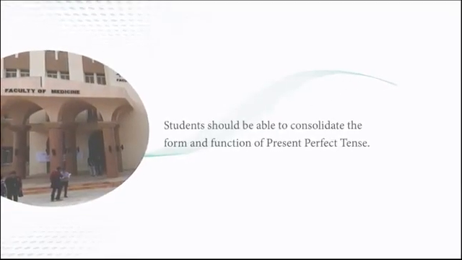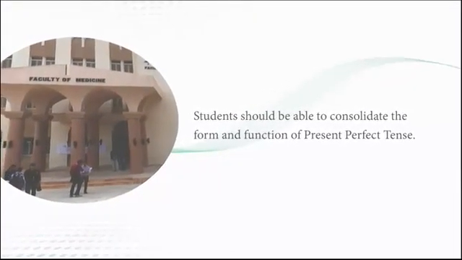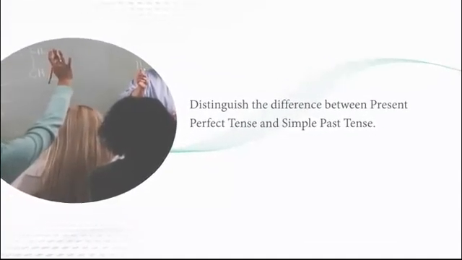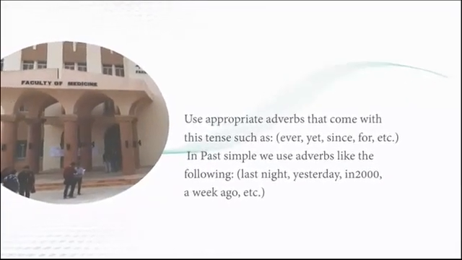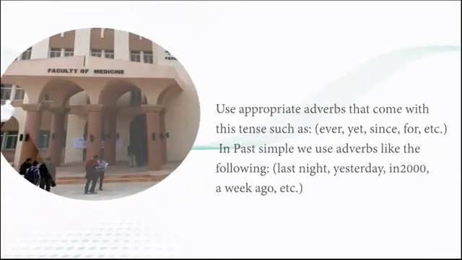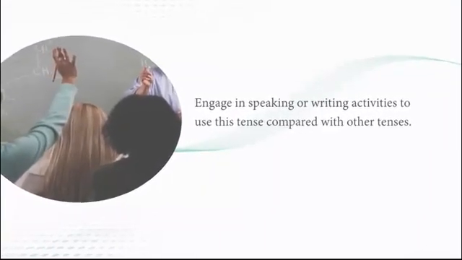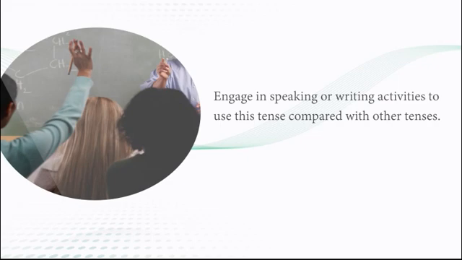Objectives. Students should be able to consolidate the form and function of present perfect tense. Distinguish the difference between present perfect tense and simple past tense. Use appropriate adverbs that come with this tense, such as ever, yet, since, for, etc. In past simple, we use adverbs like the following: last night, yesterday, in 2000, a week ago, etc. Engage in speaking or writing activities to use this tense compared with other tenses.